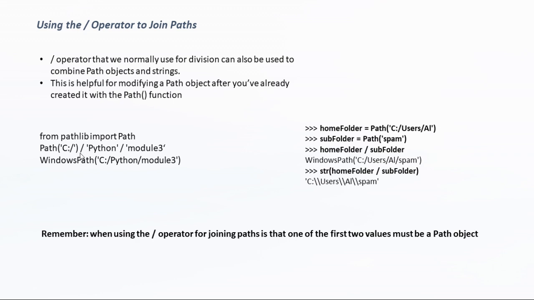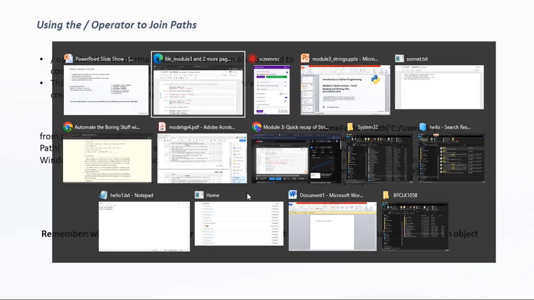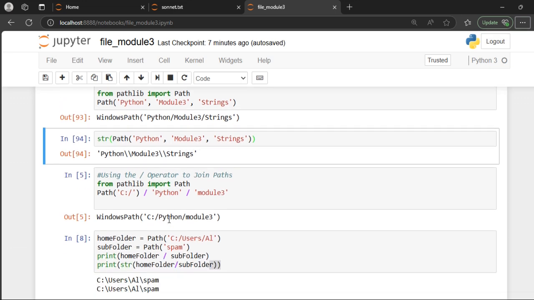So what the slash operator is doing is joining these two paths. It's joining this path with this path. Let's go to the Jupyter notebook and see how it works.